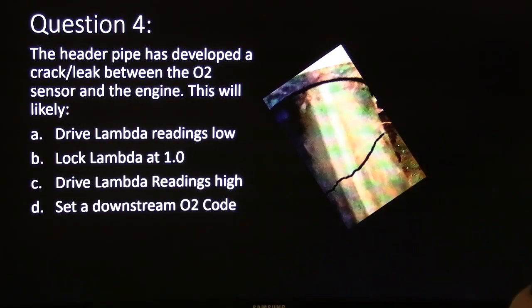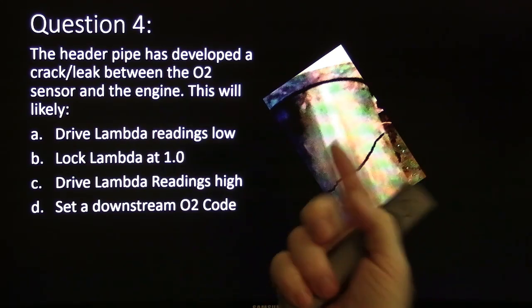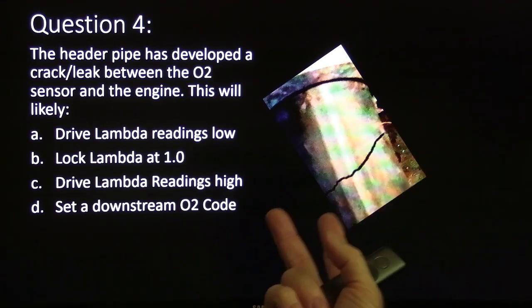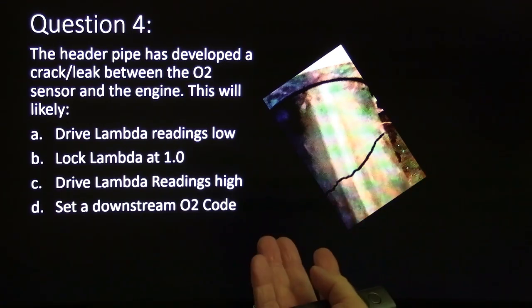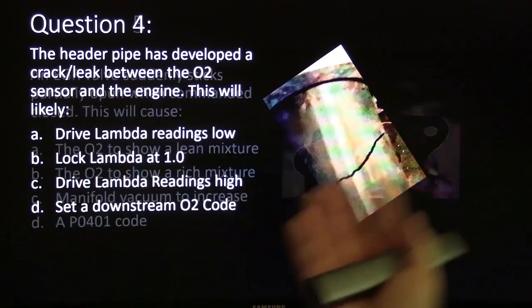The header pipe has developed a crack/leak between the O2 sensor and the engine. This will likely do what? Will it drive lambda readings low, lock lambda at 1.0, drive lambda readings high, or set a downstream O2 code?